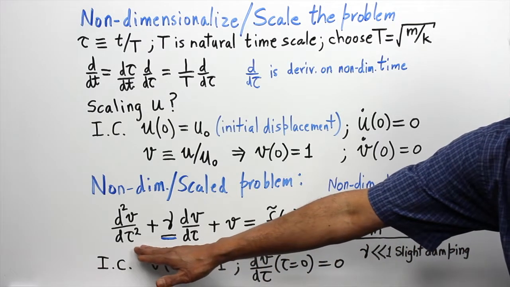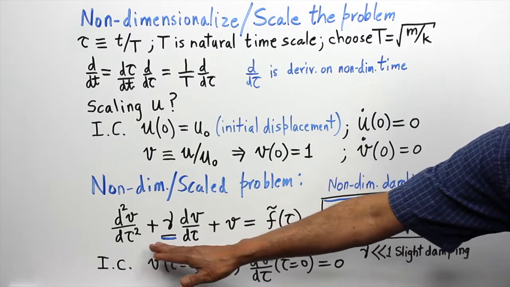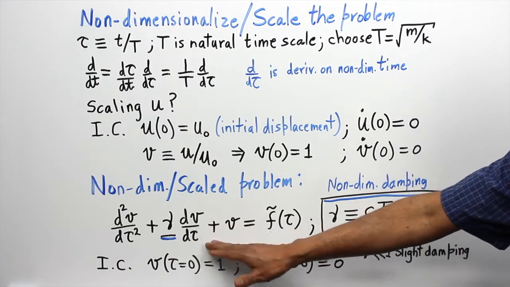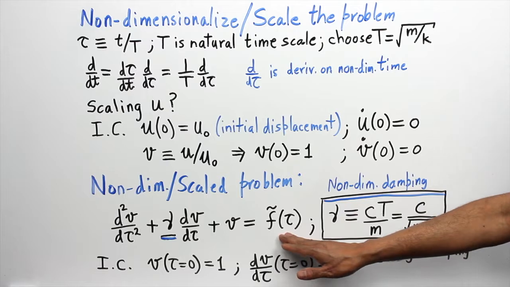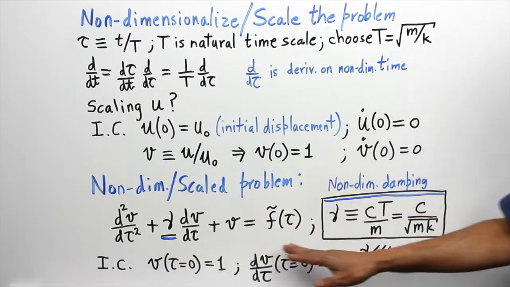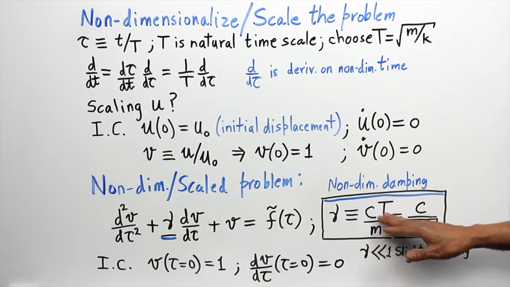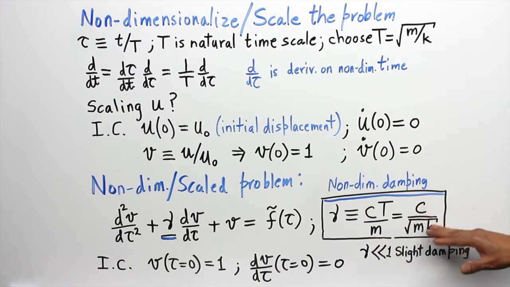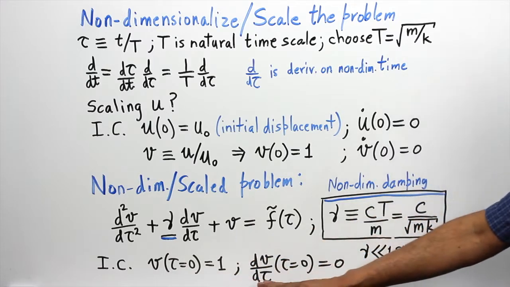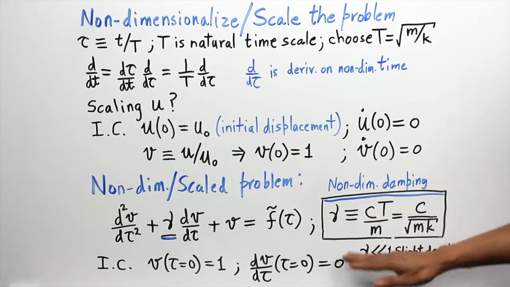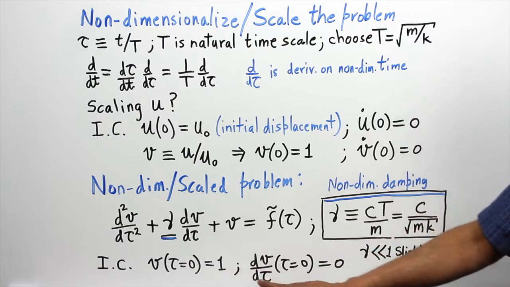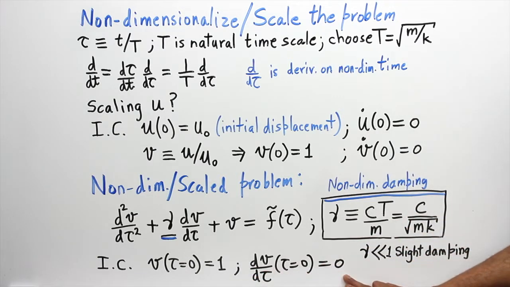Differential equation stated in terms of v, d squared v d tau squared, plus non-dimensional coefficient gamma, dv d tau, plus v equals the right hand side, which is a non-dimensional forcing function. There's only one parameter that appears in this problem, gamma, which is a rescaled version of the coefficient c that was appearing in the problem, c over square root of m times k. And the initial condition is that v at tau equal to 0 is 1 and dv d tau is equal to 0. So note that in this non-dimensional version, we have only one parameter, gamma. Initial condition is unitless with 1 here and 0 here, and there is a single non-dimensional coefficient.